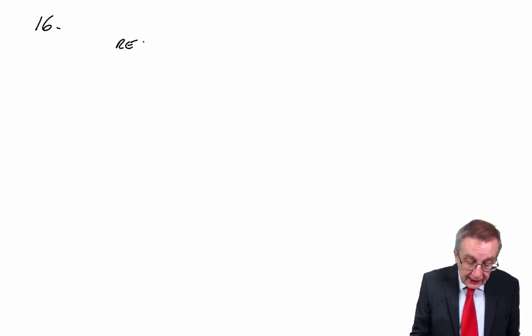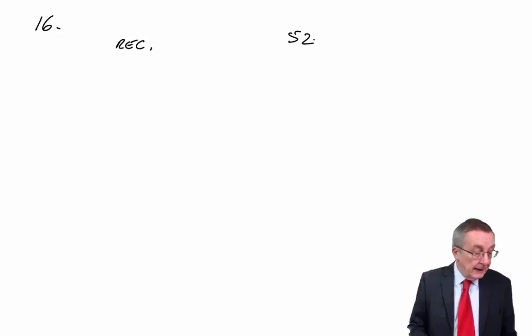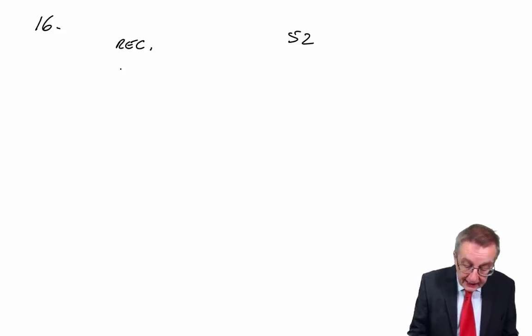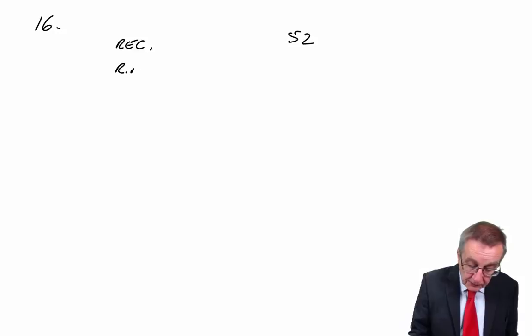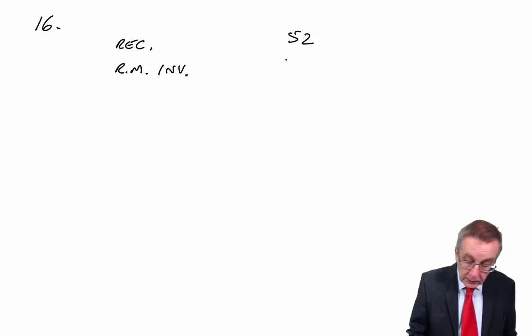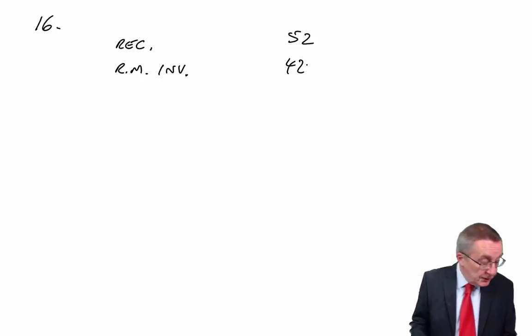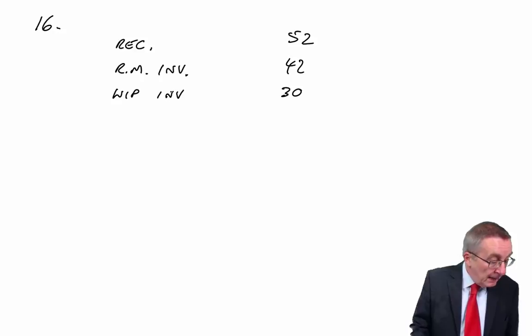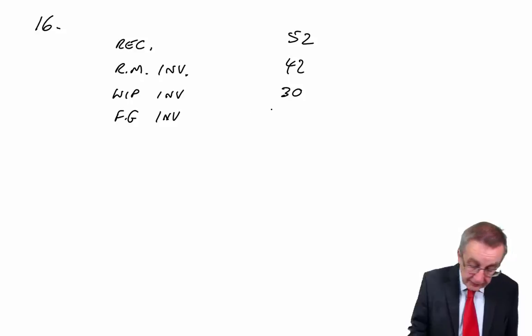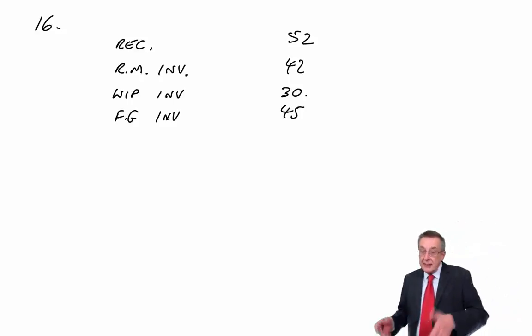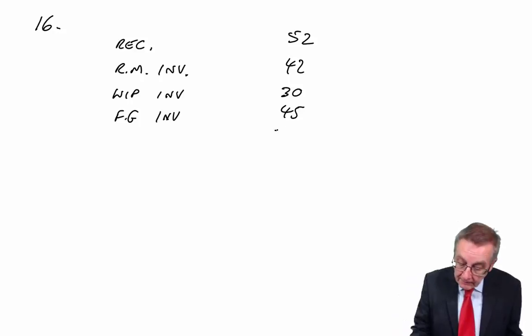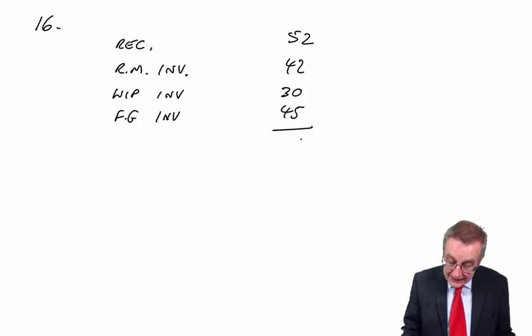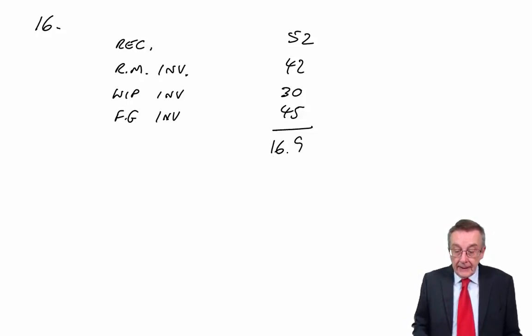We take the receivables collection period, 52 days. We add all the inventory turnover periods, so raw material inventory, we hold, the cash is tied up for 42 days. The work in progress, it's tied up for another 30 days. The finished goods, cash is tied up for another 45 days. Then we sell it and it's tied up in receivables for 52 days. So cash is tied up for 169 days.